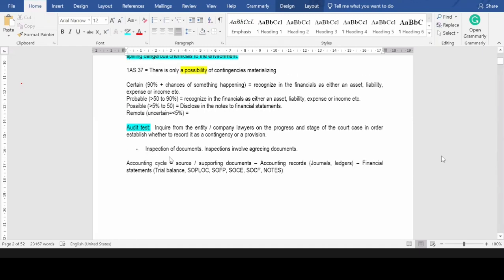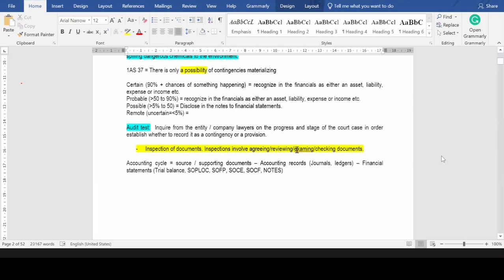So, inspection of documents. Whenever you're auditing and you find that there's a document, you must inspect that document. Inspecting documents means agreeing the documents, means reviewing the documents. So you are agreeing the documents, you are reviewing them, you are examining the documents, you are checking those documents, etc.